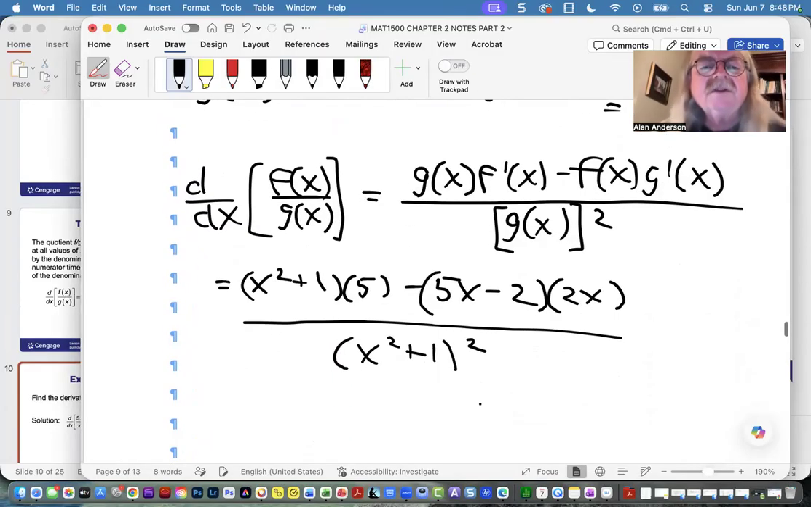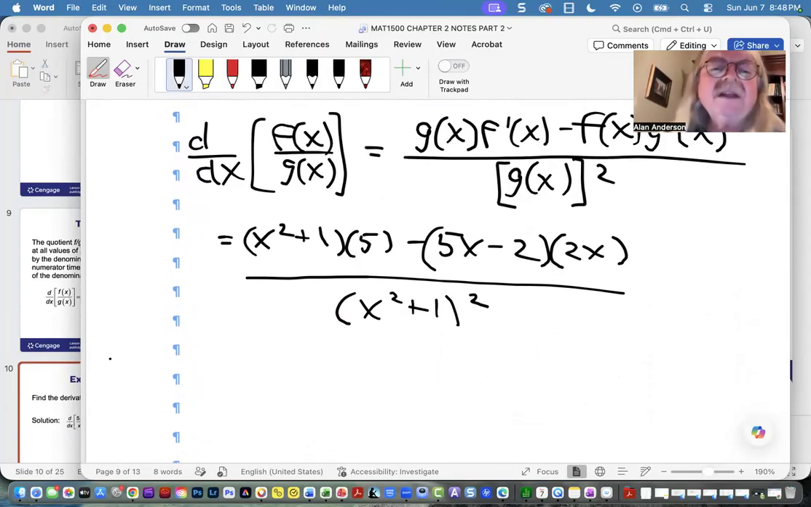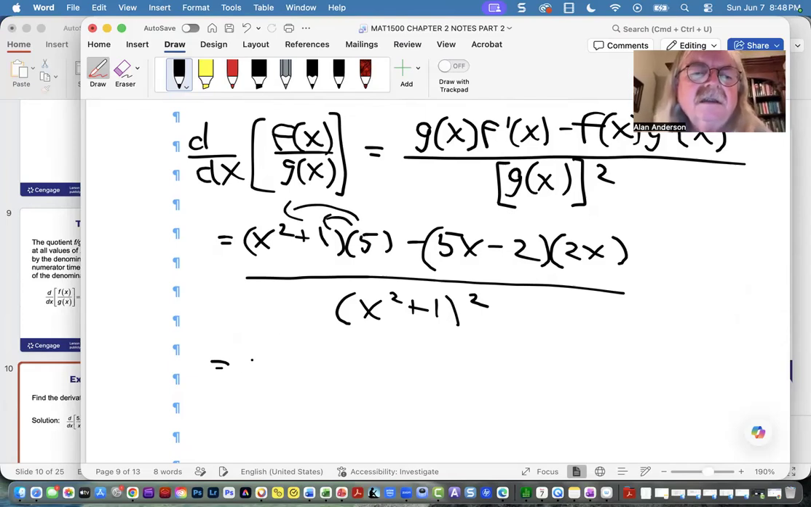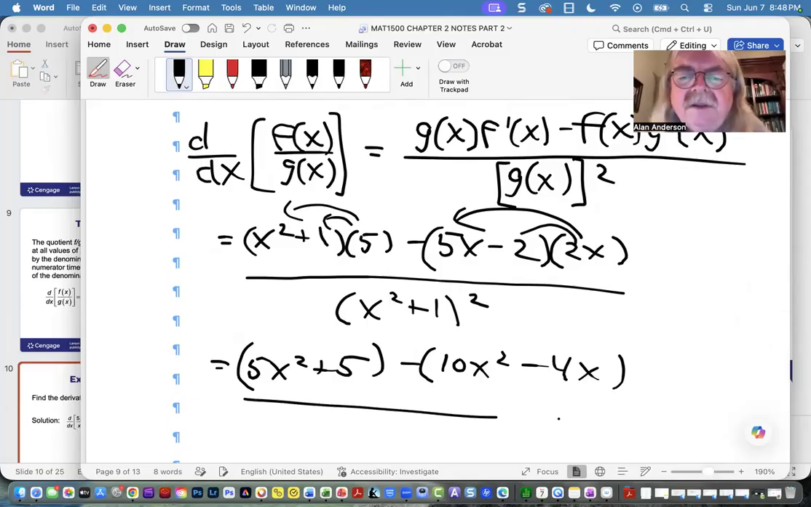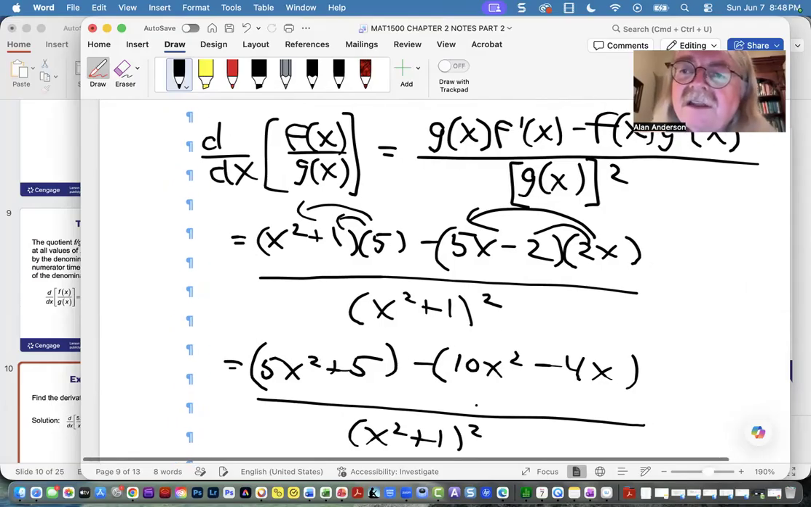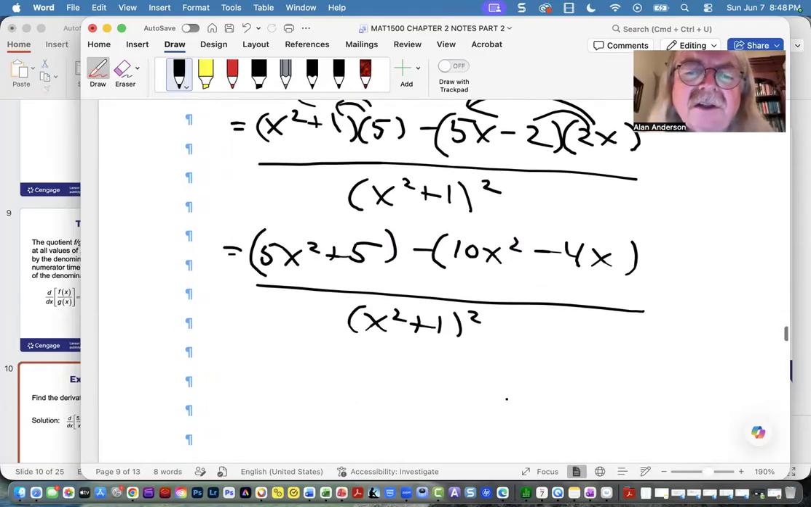All right, so we should probably just simplify the numerator. The denominator can't really be simplified. So we multiply these. Now be careful here. We are subtracting. So it's easy to miss that negative. Here we have 10x squared minus 4x. And then we'll keep the denominator the same. Unless it turns out that we can factor it or something, which is not likely.